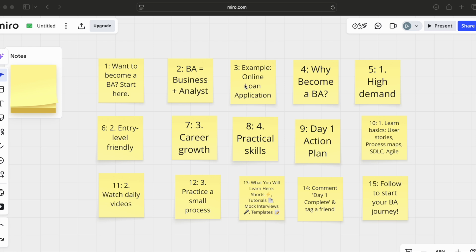So why choose BA as a career? It's very high demand in IT and banking. Companies are always looking for good BAs. Entry level friendly: you can start even without prior IT experience. Career growth potential: from junior BA to senior roles or product manager. Practical skills: you learn tools, documentation, and processes that are valuable everywhere.